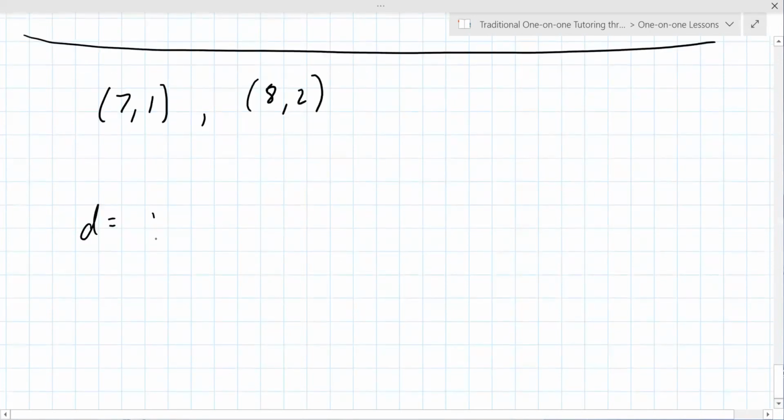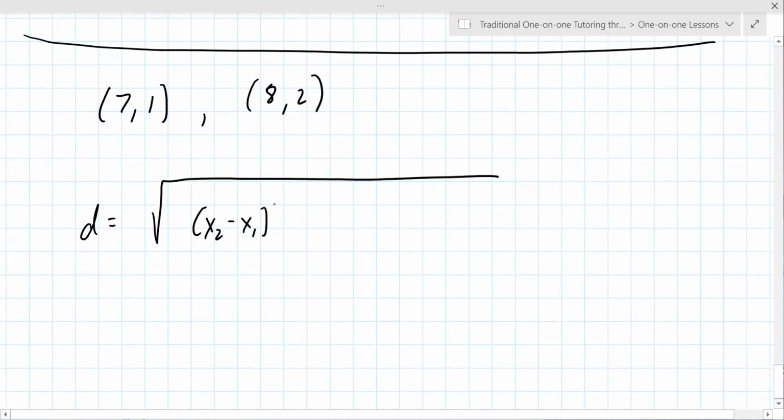Okay, let's look at another problem here. Distance formula equals square root. And it's really good to write the formula each time if you want to remember it. If you don't want to remember it, then don't write it.